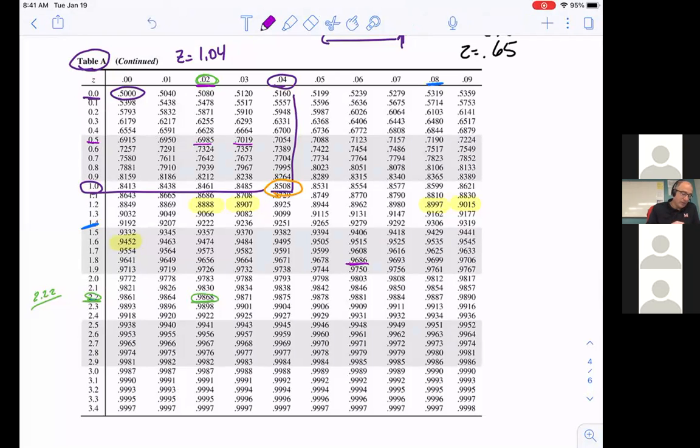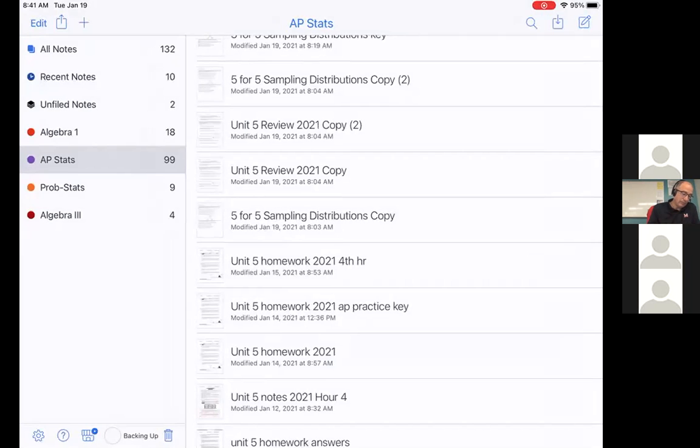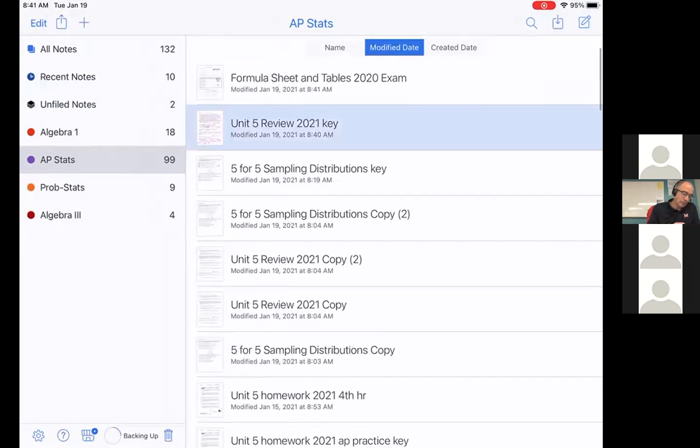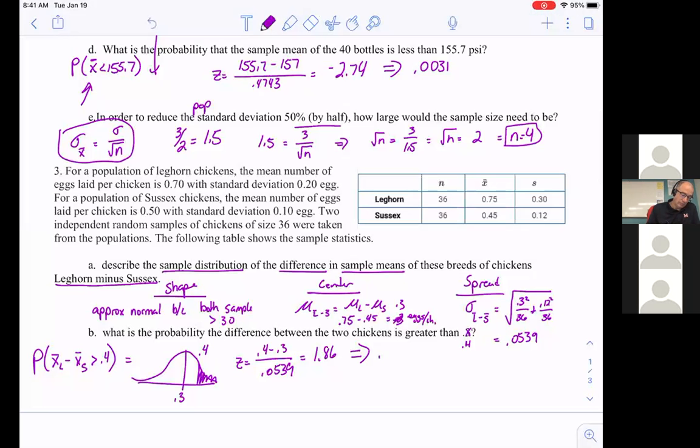1.86 puts us there, which is 96.86. Since it's the right-hand tail, we're subtracting from 1. And if I can do math in my head today, without doubting myself, I'll go ahead and type that in. Yay, we did it.